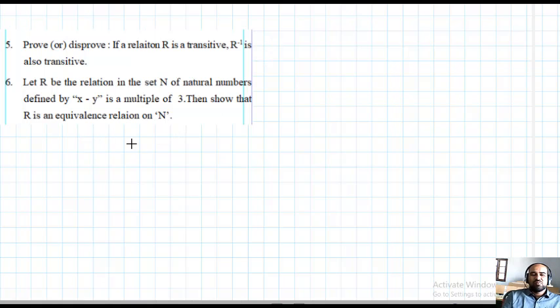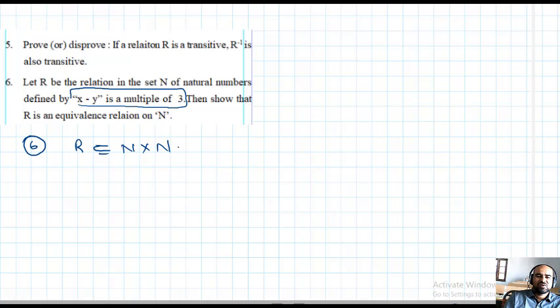Okay, now sixth problem. Interesting problem. I'll just skip 2 questions. Sixth problem. R be the relation in the set N of natural numbers. So R is taken as a subset of N cross N in the meaning of the problem. Okay, so x minus y is a multiple of 3. What is the meaning of that? x related to y implies x minus y is a multiple of 3.